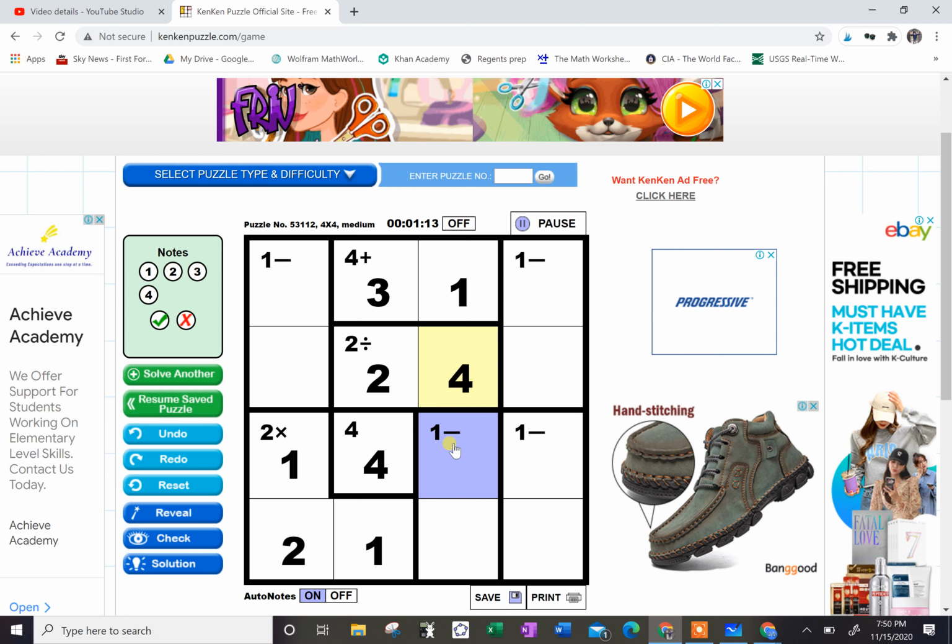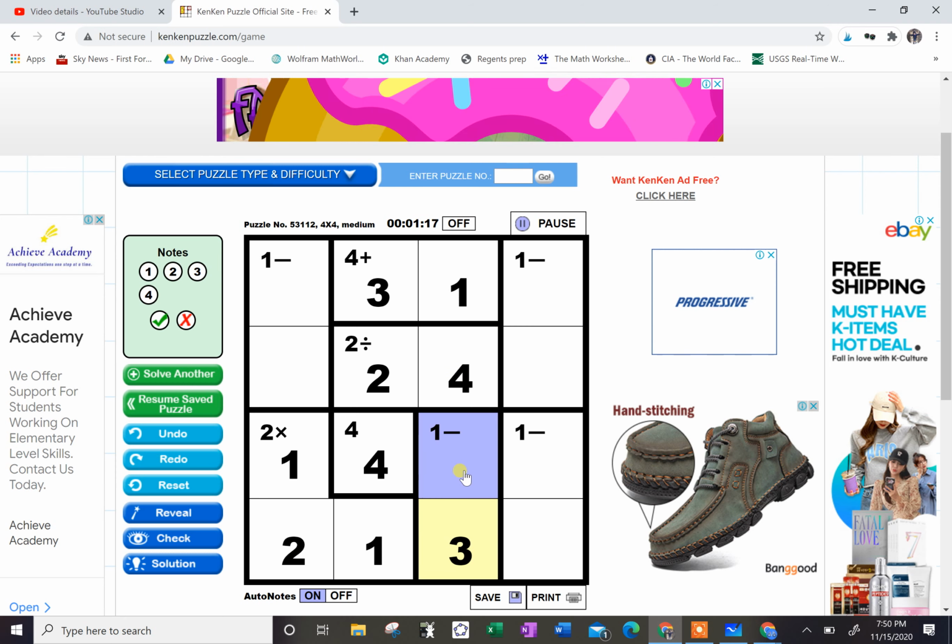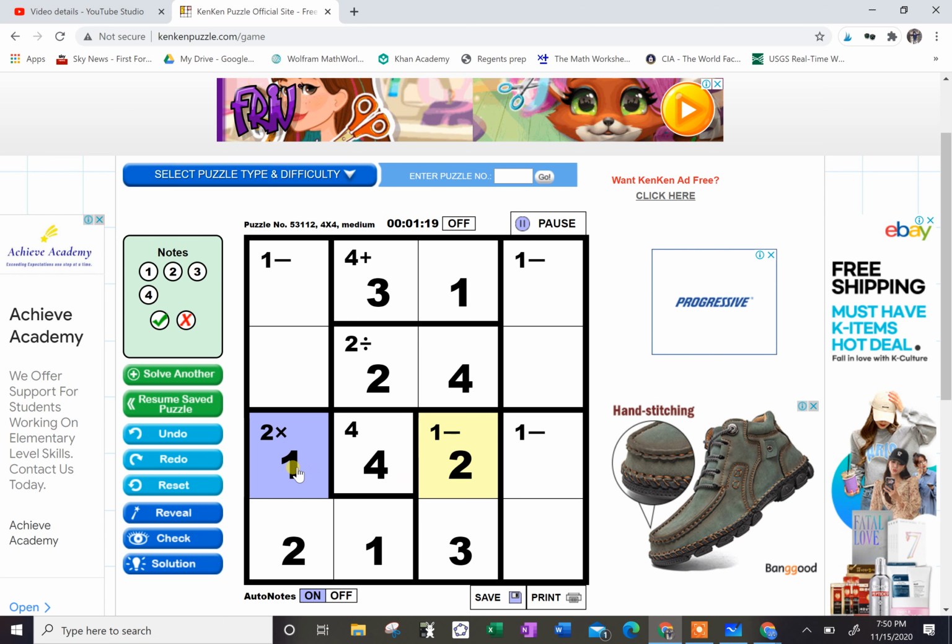That makes sense because 3 minus 2 is 1. Well, there's my 2, so this can't be my 2. This has to be my 3. That has to be my 2. And now this all falls apart. 1, 2, 4. This has to be my 3. 1, 2, 3. This has to be my 4. That's good.